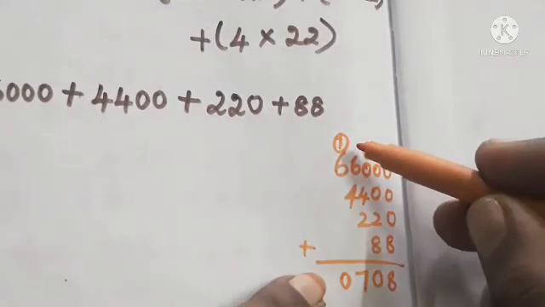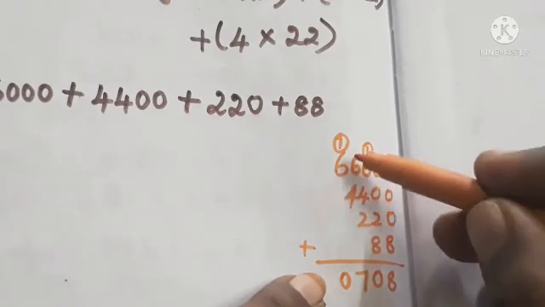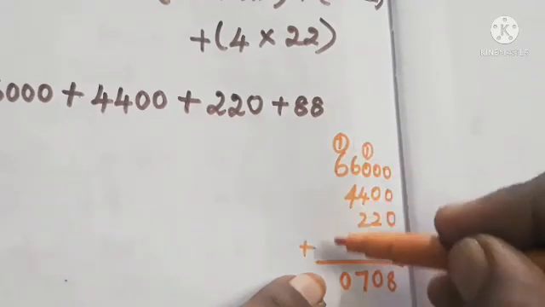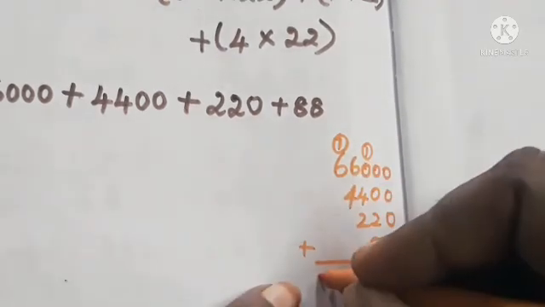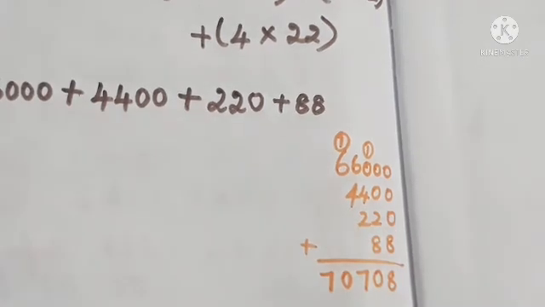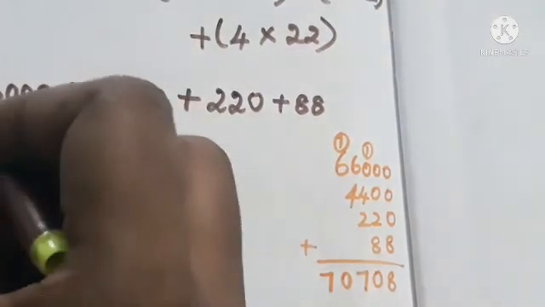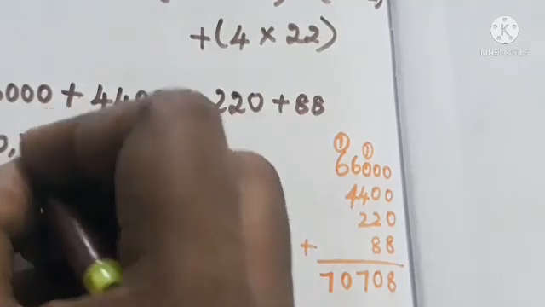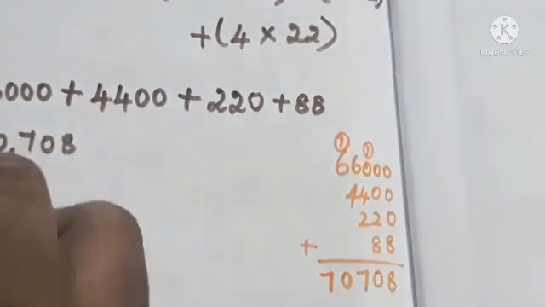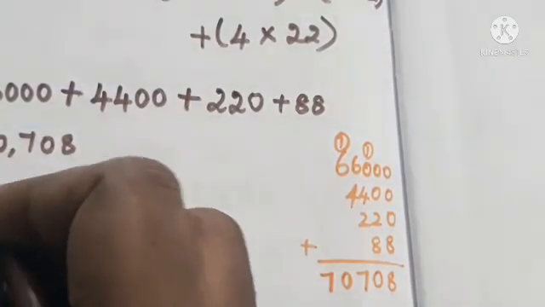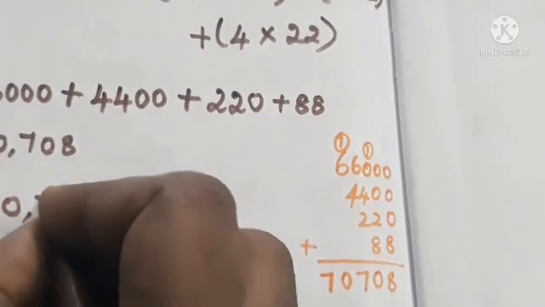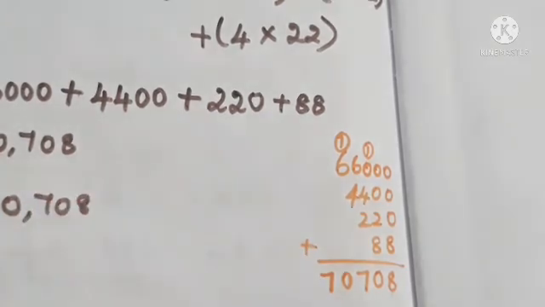Okay. So next we have 6 plus 1, isn't it? 6 plus 1 is what? 7. And here no values, no. That 7 we can write down. So what's our answer now? We got the answer as 70,708. So our answer is what, ma? 70,708 is our answer. Okay, this is a rough work.